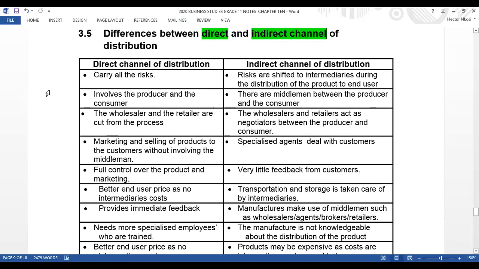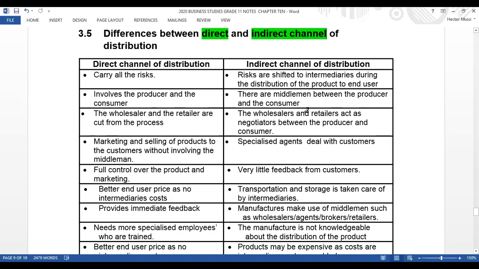Now, let's look at the direct ones. The direct channel of distribution carries all the risks when you're doing it directly. But if you're doing it indirectly, guys, if you jump from the manufacturer to the intermediaries, risks are shifted to intermediaries during the distribution of the product to the end user. Your direct channels, we know that it involves the producer and the consumer, whereas the indirect has a middleman between the producer and the consumer. Then when we look at your direct channels, also the wholesalers and retailers are cut from the process.